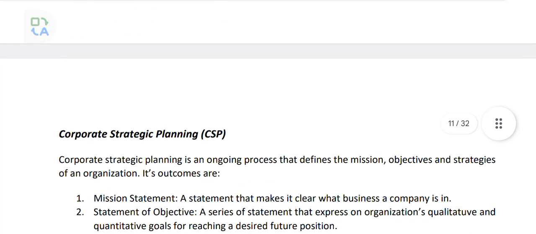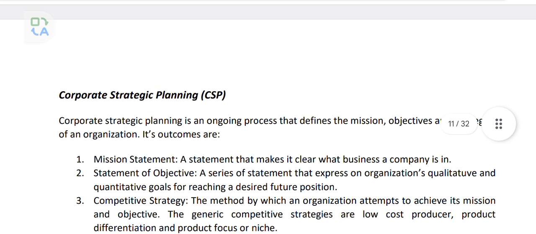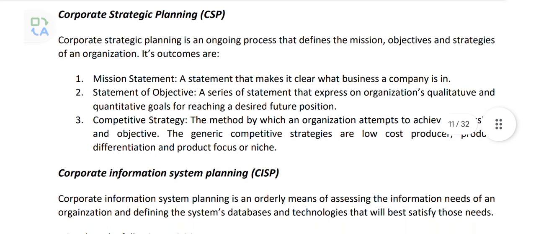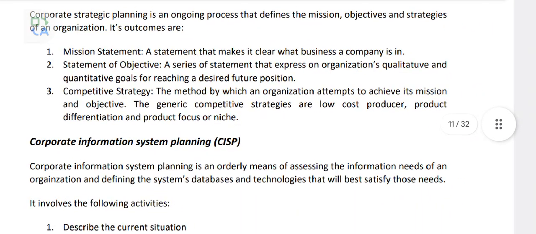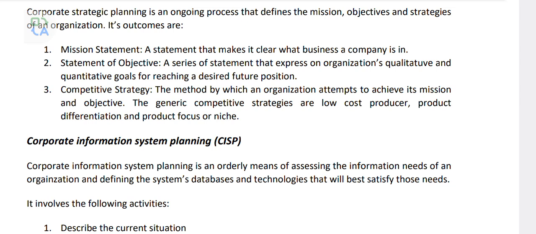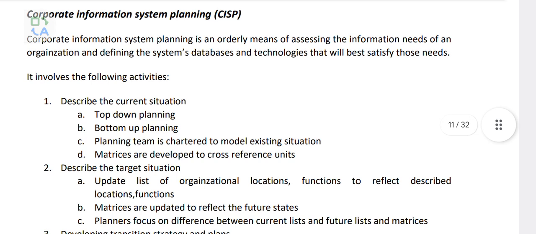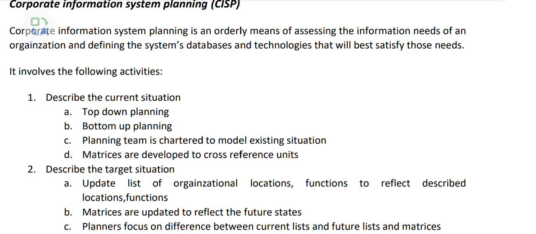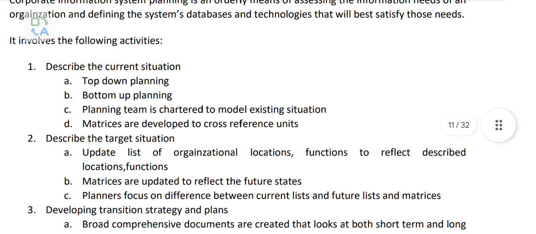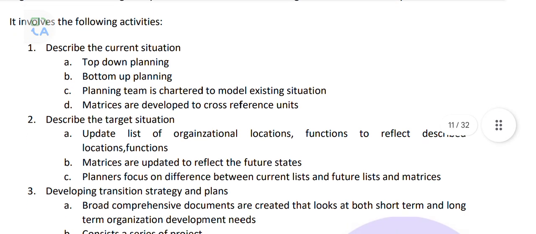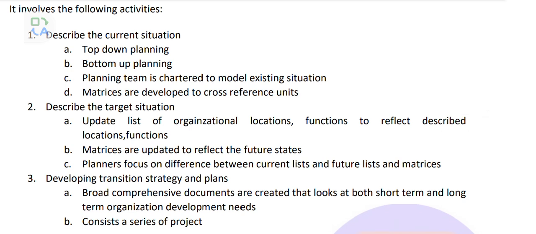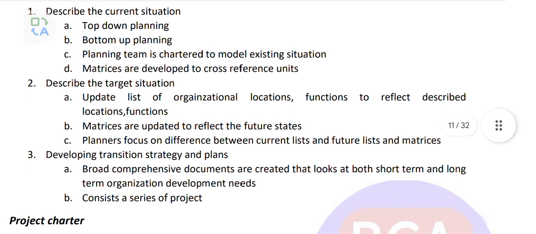Corporate strategic planning. Company standards, the management, and the competitive strategy are the focus for the user. Top-down planning, bottom-up planning. A team is chartered to build the model. Existing solution metrics are developed to cross-reference units, describe the target situation, and update the list, and organizational location function to reflect and describe location function metrics are updated to reflect the future state. Planners focus on the difference between the current list and the future list and metrics.